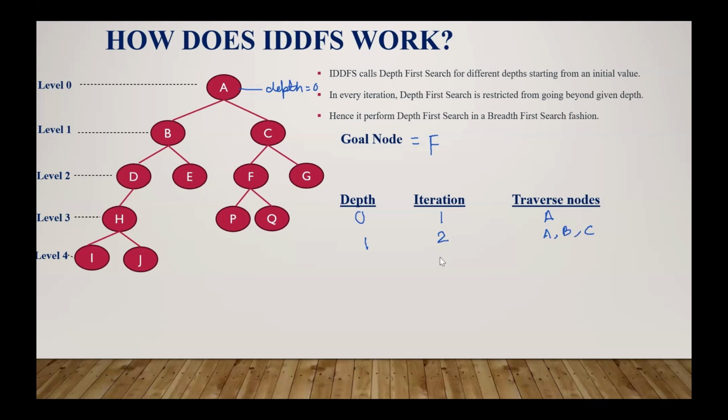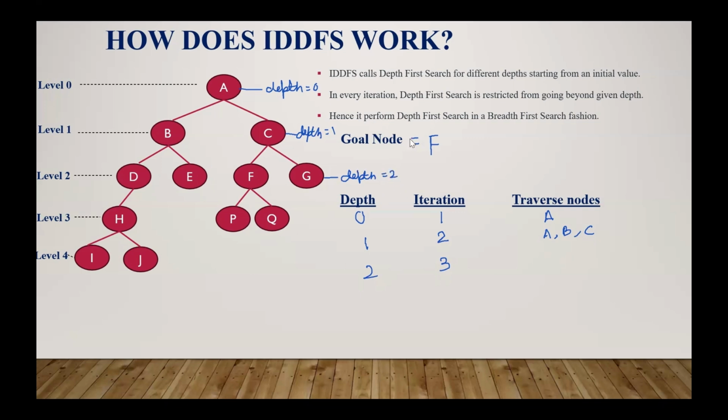Then the third iteration, which means the depth is 2. Depth is the number of edges from the root node. This is the root node, then 1, 2. That's why the depth is 2. So this is depth 1, and this is depth 2.